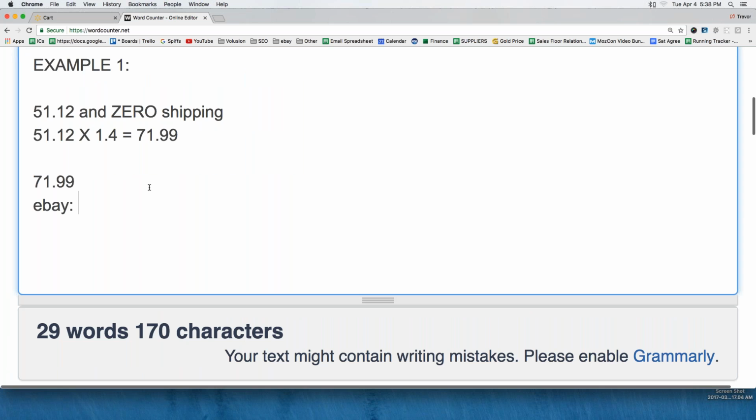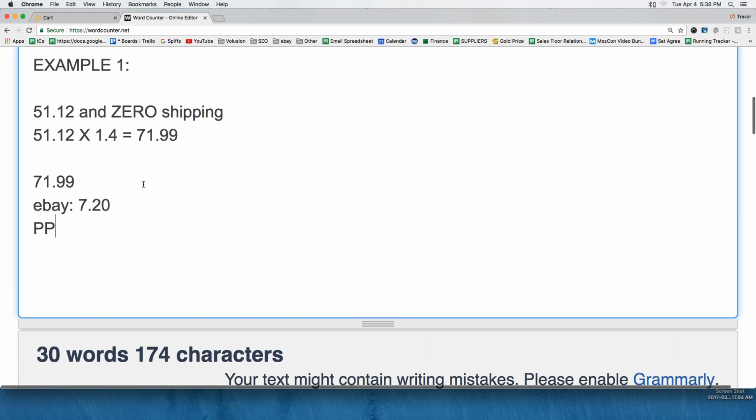So if I were to sell this for $71.99, let's look at what our fees would actually be. eBay is going to be 10% for most of you guys, so let's multiply that by 10%. That's about $7.20. PayPal is going to be what? $71.99 times 0.029. That's going to be $2.09.